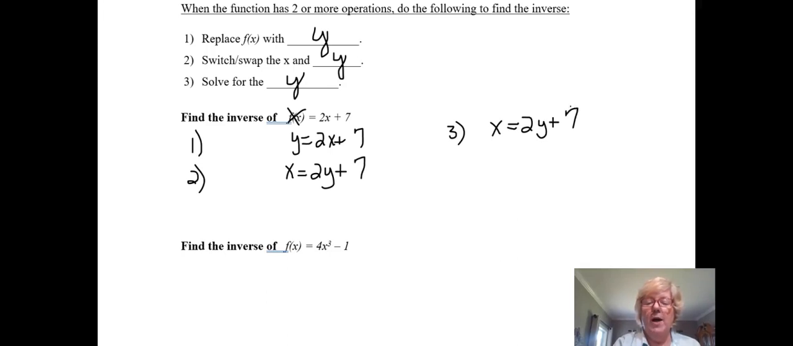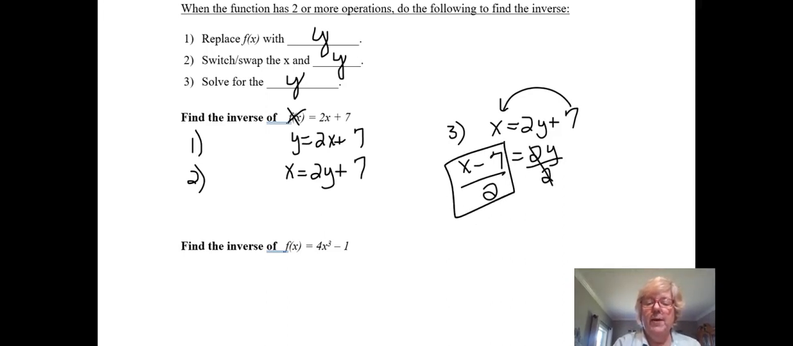Well, to solve for y, I need to move the 7 over. So that's x minus 7, changes its sign. Then I divide by 2 on both sides. So this is going to be my inverse. I would write f inverse is equal to x minus 7 divided by 2.